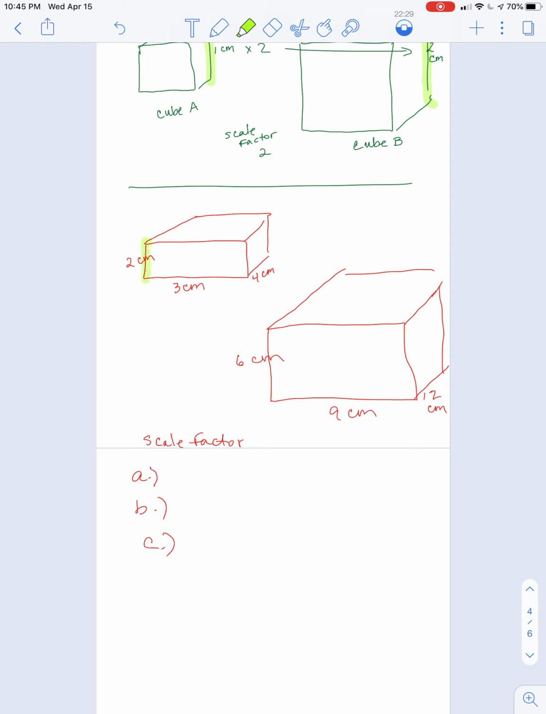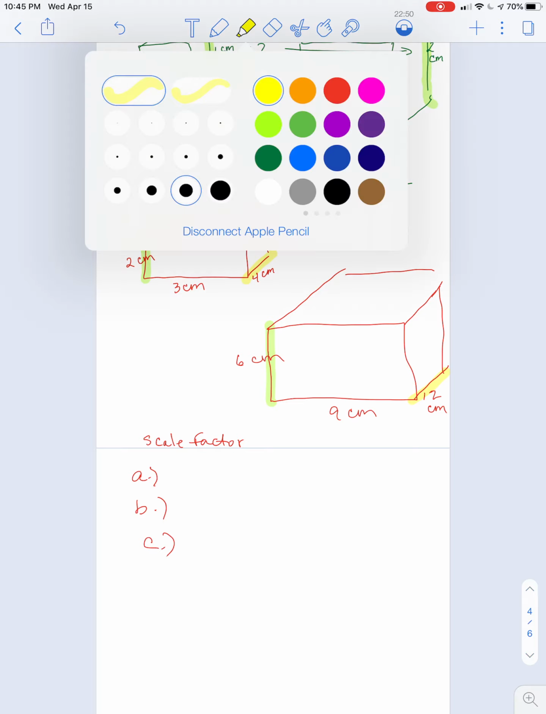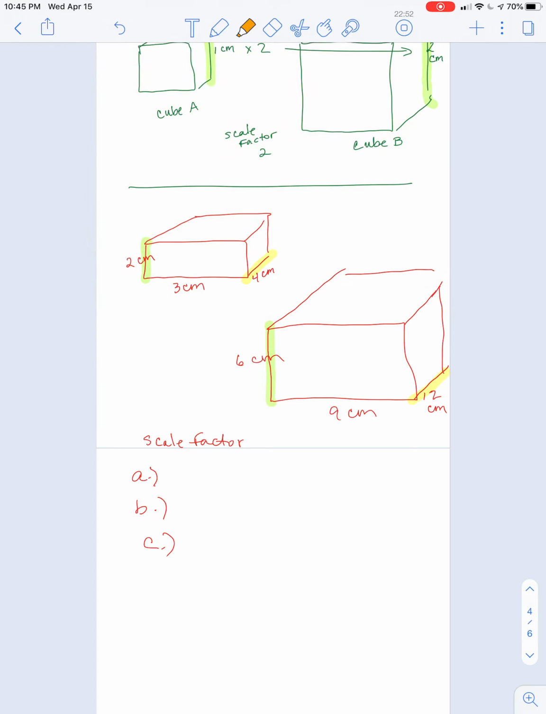I can look at any one side. I can look at these right here. I can see that those are corresponding sides, and that's 3 times the measurement, right? Because 2 times 3 would give me 6. And then I can look at this one just to double check it. I could go from 4 to 12, and that would be 3 times bigger as well. And then finally, I could look at the last one down here and notice that, again, it's 3 times larger because 3 times 3 would give me 9. So the scale factor is obviously 3 on our linear measurement.